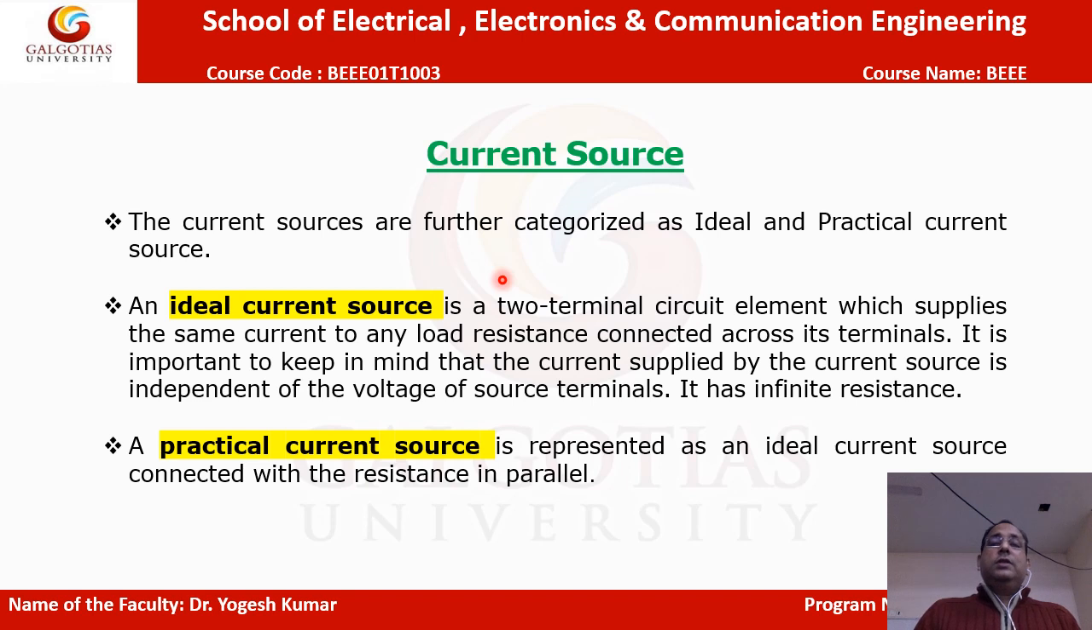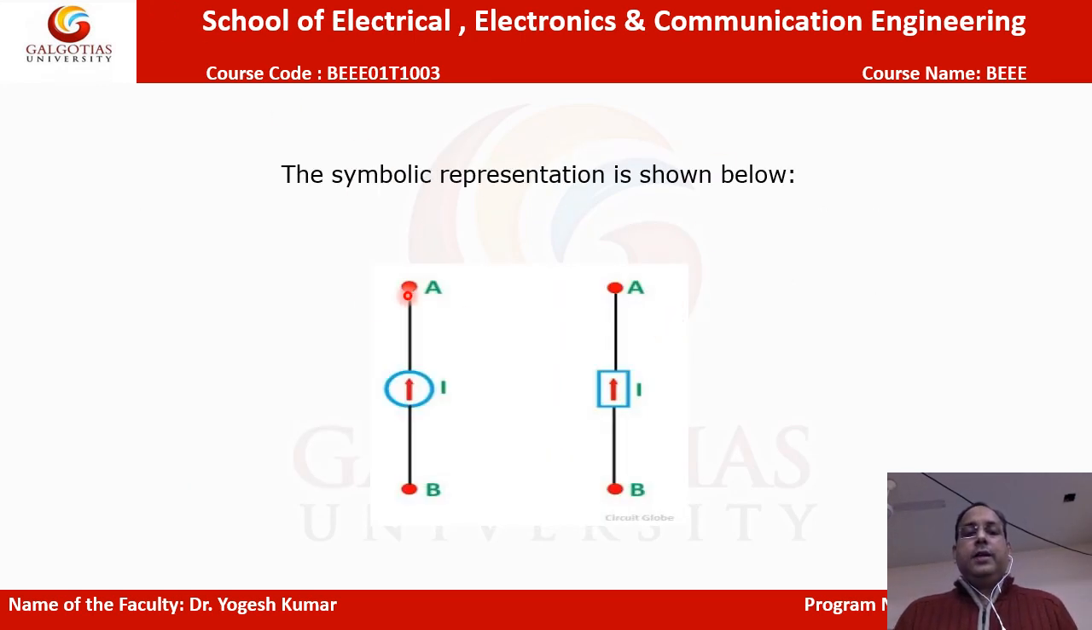Now what is the current source? In a similar way to how I defined the voltage source, the current source is also in two parts, ideal current source and practical current source. Ideal source is a two terminal circuit which supplies the same current to any load resistance connected across its terminals, and a practical current source is represented as an ideal current source connected to a resistance in parallel. Meaning in an ideal current source there is no resistance connected in parallel, but in a practical current source we have to apply a resistance in parallel. Here is again the symbolic representation of the current source: one is the ideal, one is the practical source.